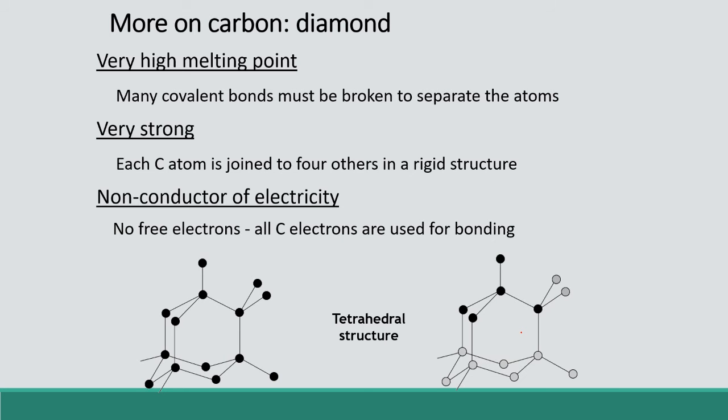So a little bit more about diamond. Diamond has that 3D tetrahedral structure. Many covalent bonds must be broken to separate the atoms if you're going to melt it. So diamond has a very, very high melting point. It is very strong, so it's quite a rigid structure. And all the electrons are held in those covalent bonds. So there's a pair of electrons in each bond, so there are no free electrons to move.